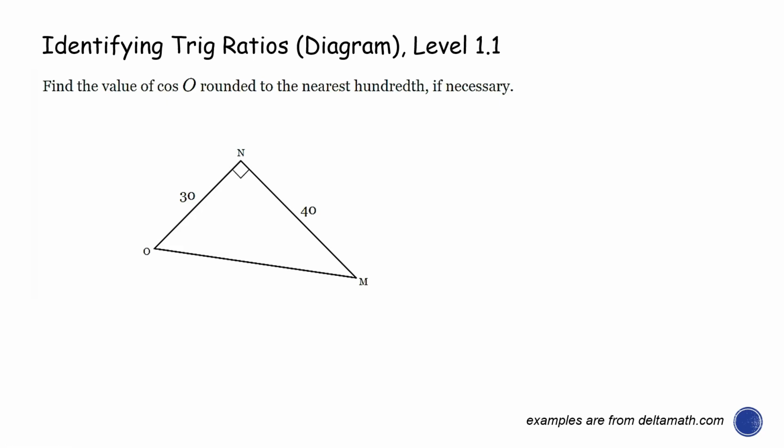Hello everyone. Today's lesson is about finding the value of a given trigonometric ratio.